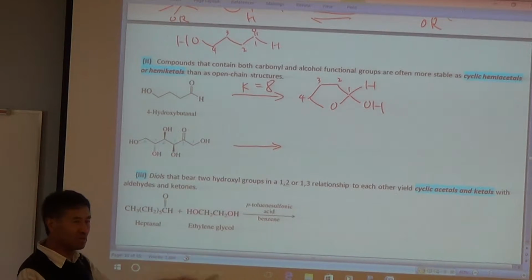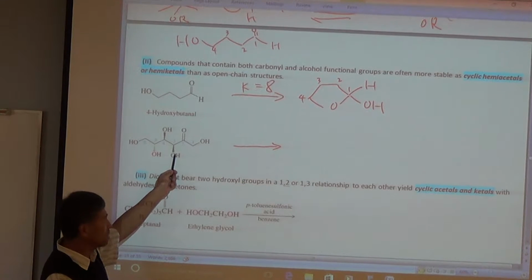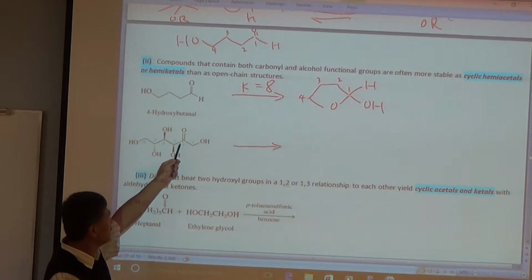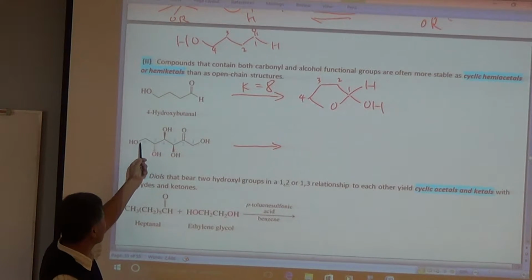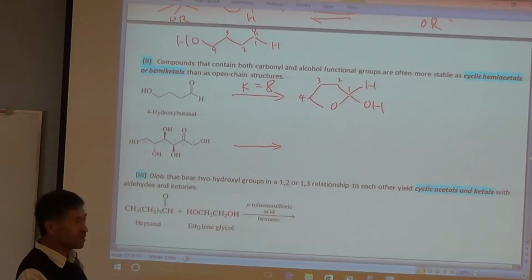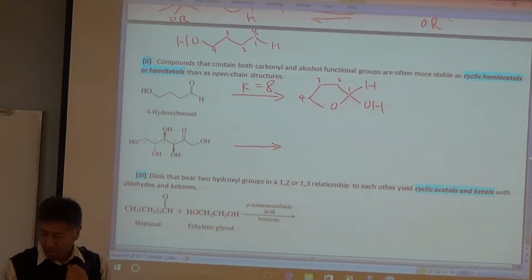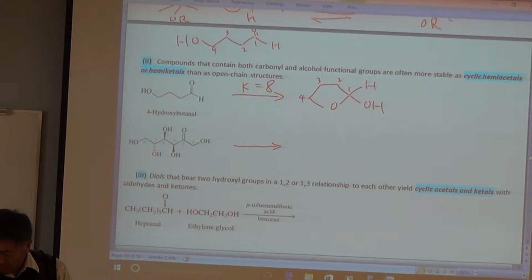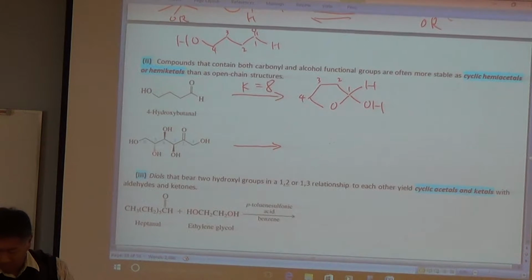What you want to produce as stable is a 6-member or 5-member ring. So 1, 2, 3, only 3. 1, 2, 3, 4, only 4. And 1, 2, 3, 4, 5, you want to use this. 1, 2, 3, 4, 5, 6, you can also produce that. Let's see what you produce in this example. Sometimes you can produce both, but I think the example I'm going to show you produces this 5-member ring.